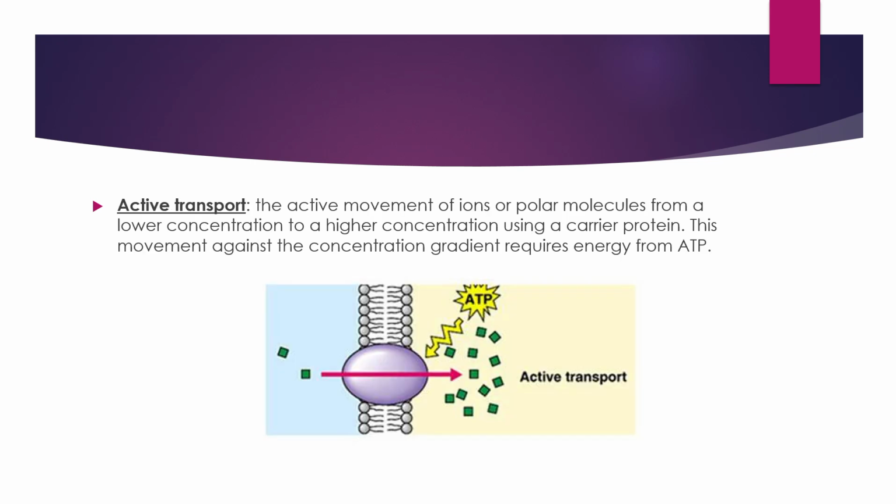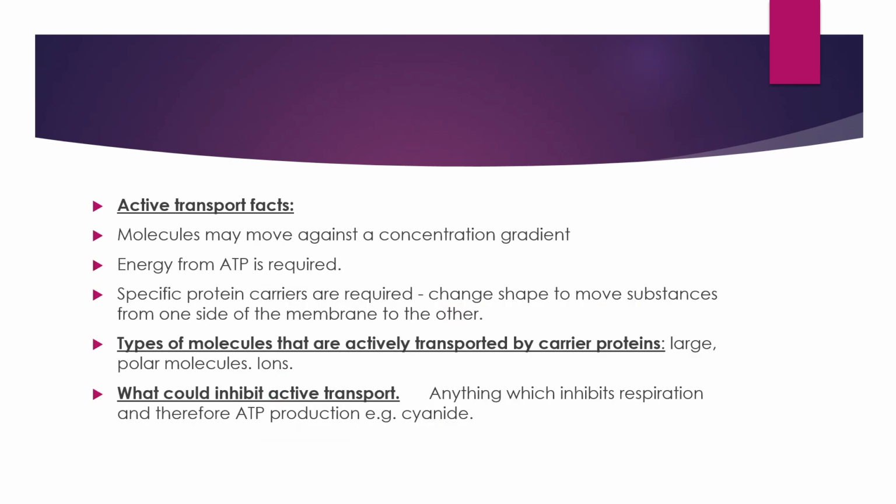Active transport now is the active movement of ions or polar molecules from a low to a high concentration, against the concentration gradient, using a carrier protein. This movement against the concentration gradient requires energy from ATP. Facts about active transport: molecules may move against the concentration gradient, energy from ATP is required, and specific protein carriers are required, which change shape to move substances from one side of the membrane to the other.